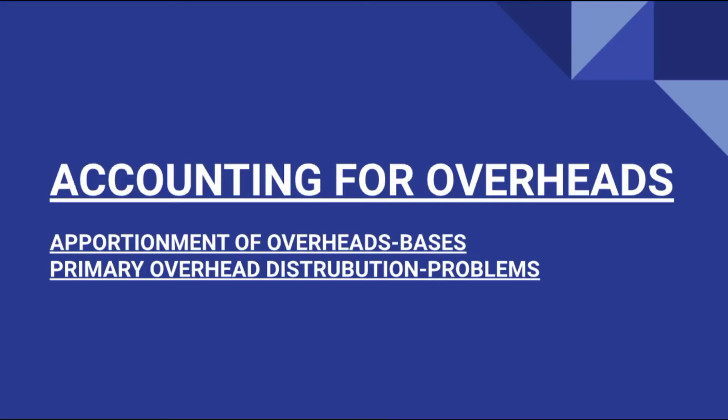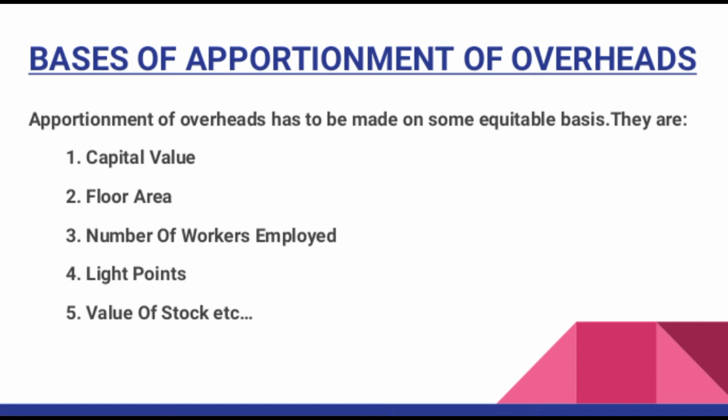Hi everyone. Here we will discuss the topics basis of apportionment of overheads and some problems related with primary overhead distribution summary in the chapter accounting for overheads. Apportionment is the division or proportionate allotment of overhead expenses to different departments on some appropriate basis. It is made when an expense cannot be wholly charged to a particular department.